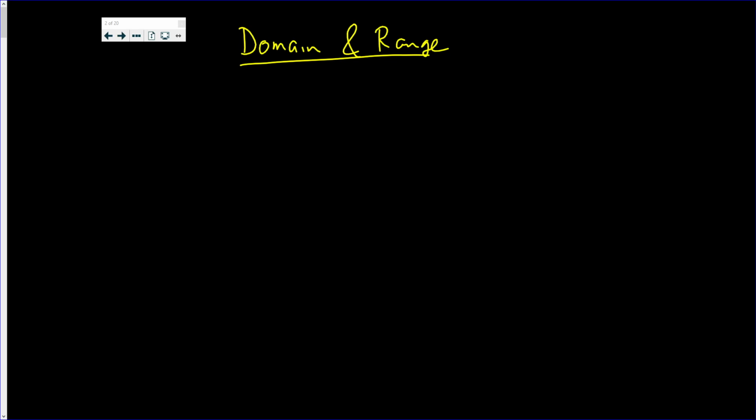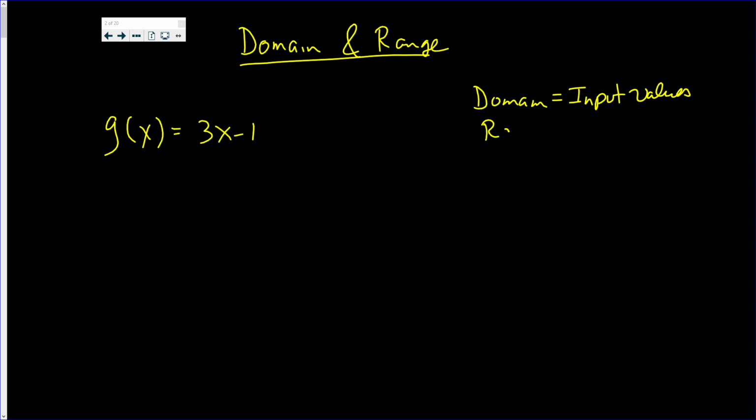Domain and range. Suppose you have the function g of x is equal to 3x minus 1. The domain are the input values, although I'll update that a little bit more later. The range is the output values.